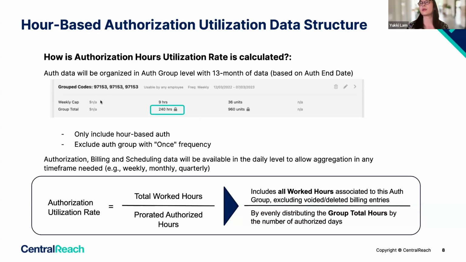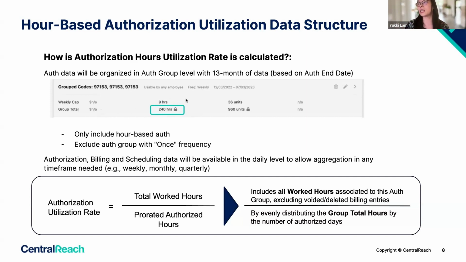So we look at everything by the authorization group. What it means is you can technically put in multiple codes. In this case, I have 397153, and most of the time what we see is one is for center base, one is for home base, and the other one is for telemat. So you will have 3 different codes all sharing this same 240 hours. One thing is that if this field is blank, then this authorization won't be included in our new data set that we created for this dashboard.